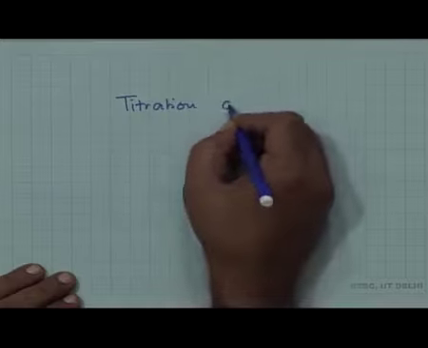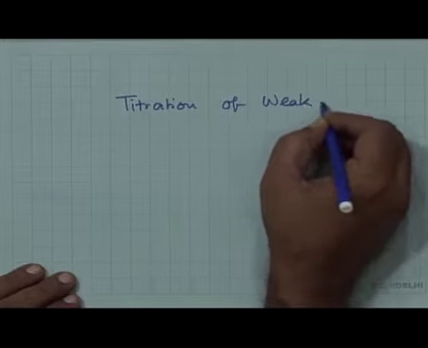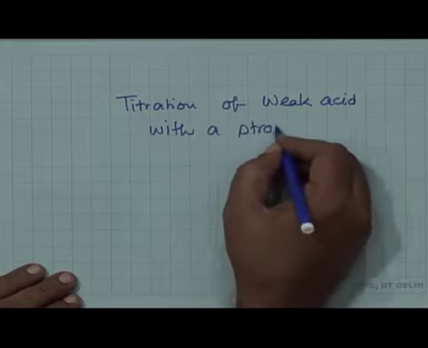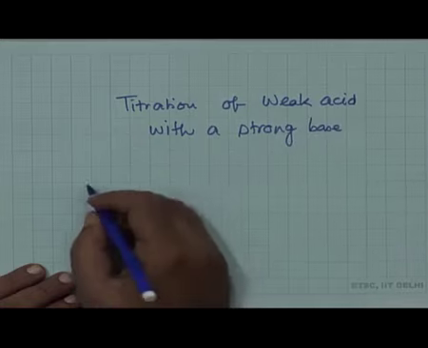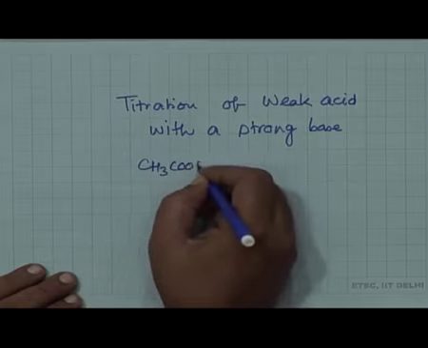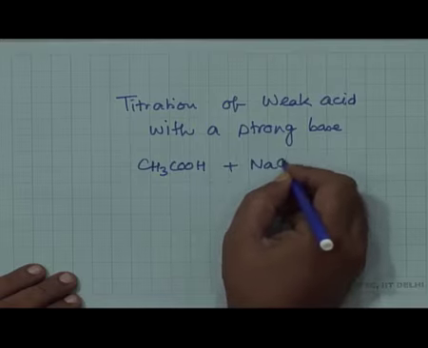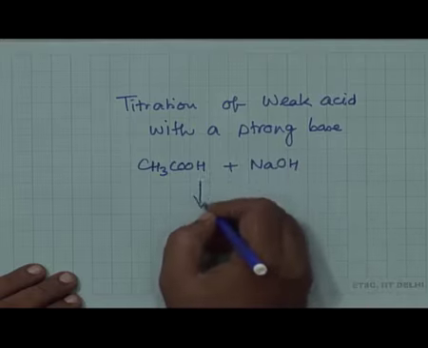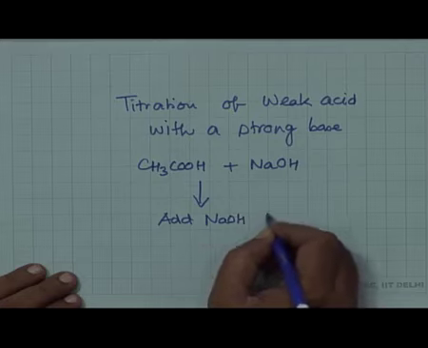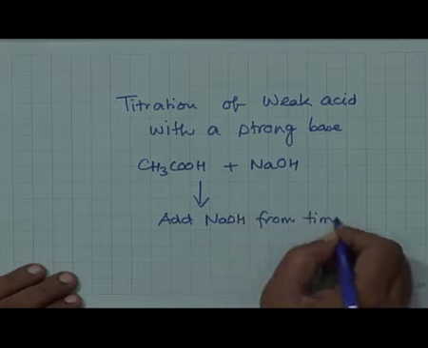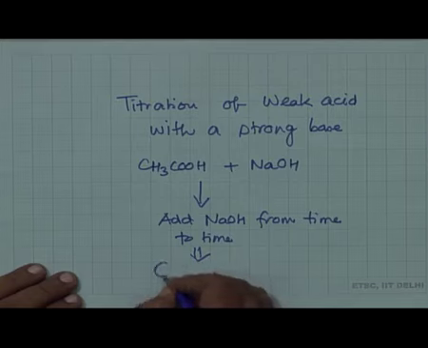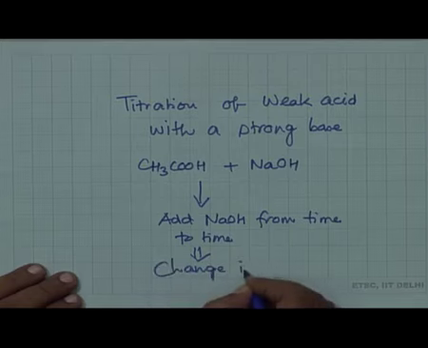So, let us go back to titration of a weak acid with a strong base. For example, acetic acid with NaOH. What will happen when we add NaOH from time to time? What will be the change in pH? What we are looking at is the change in pH.